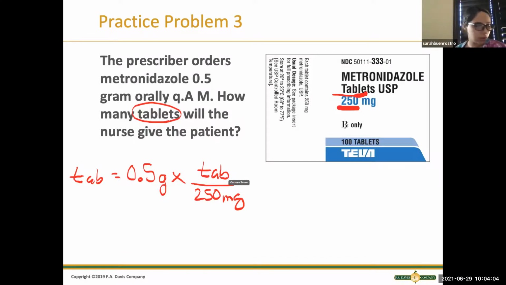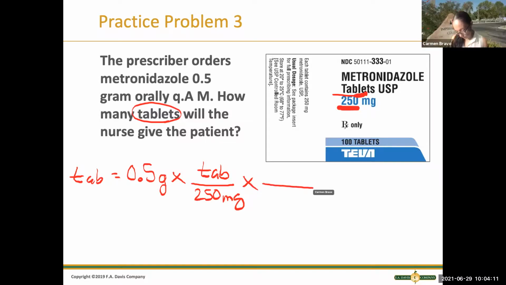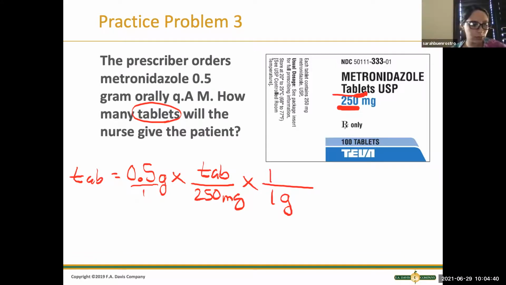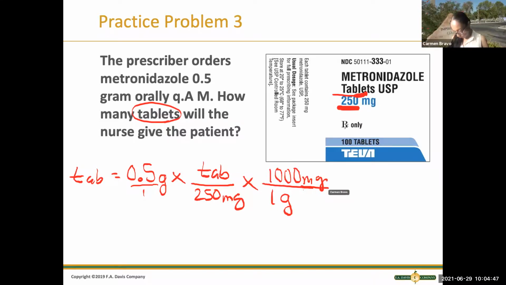And then you have to write the conversion factor. So where does gram go? Gram goes on top. So 1 gram. They should be opposite. Oh, I'm sorry, on the bottom. And on top, how many milligrams is 1 gram? Okay. So 1,000 milligrams. Can I cancel out now? Yes, the grams and the milligrams.